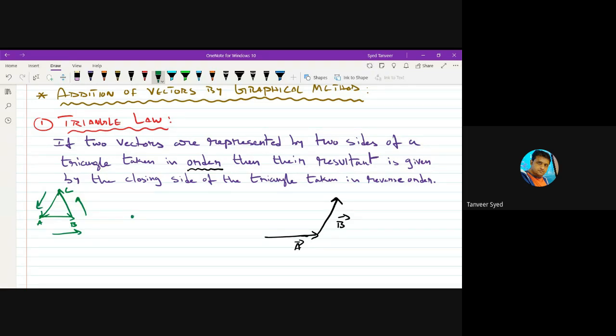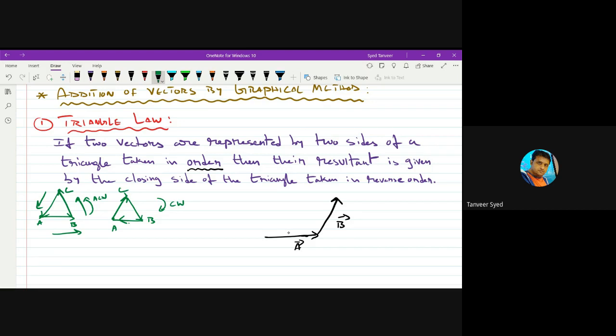This is one order. Or I can draw it in the exact reverse order also. I can start from A, go to C, from there go to B, from there go to A. This is reverse order. You can call this clockwise, this anti-clockwise. So you can draw a triangle in any one order, clockwise or anti-clockwise.